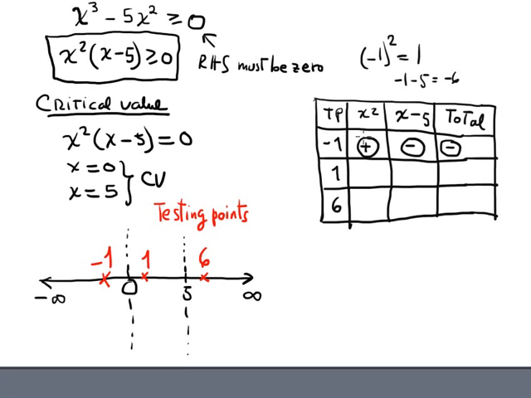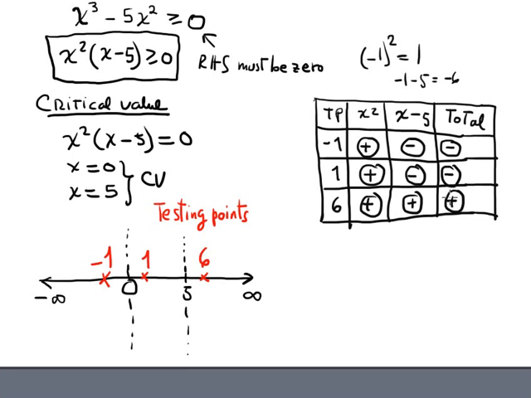Okay, 1 here. Well, this is always positive. Why? Because when it is a square, it is always positive. It doesn't matter if the testing points are positive or negative. The only change is this one. With 1, 1 minus 5 is -4, it's negative again. And 6 minus 5 is 1, positive. So this is negative again, and this is positive.